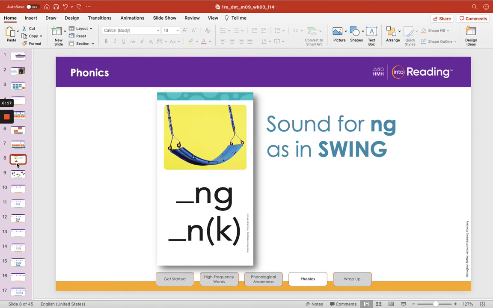So let's switch to our phonics card. Remember, swing has the final sound ng. The letters ng stand for the ng sound at the end of swing. These letters blend so closely together that they make their own special sound. The letters nk at the end of a word also have their own special sound. So listen to this word. Think. Nk. Do you hear that at the end?